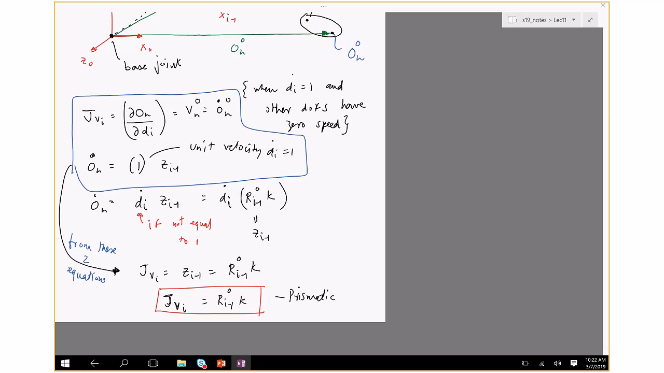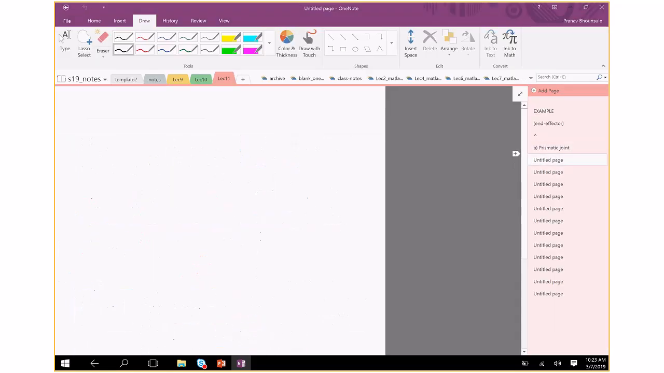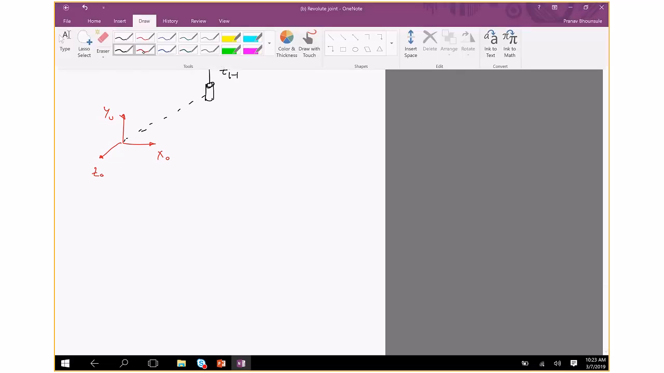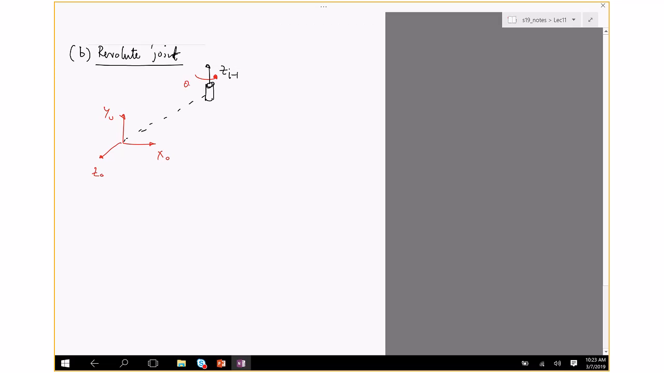Okay, let's do the same thing for a revolute joint. Find an expression for JVI. It's going to be the same argument. Case B, revolute joint. Okay, and somewhere there is a revolute joint in the chain Zi minus 1. Associated with this is a rotation theta I, and then I keep going to reach the end effector.